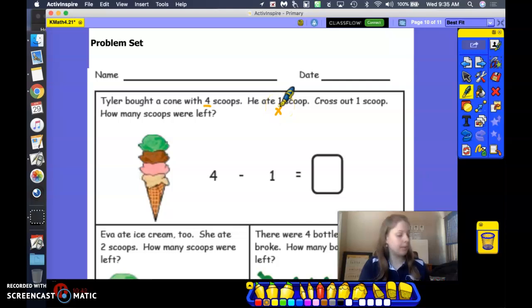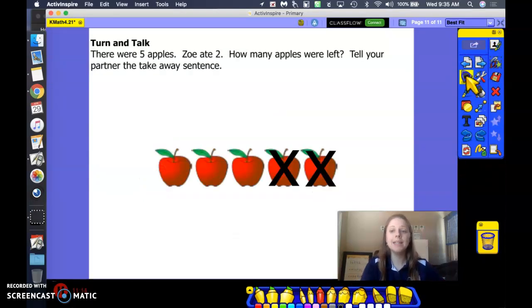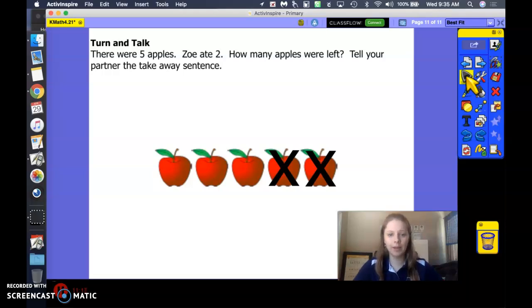All gone. Good, and remember you can use your cubes, so you can start out with 4 if you want to, and he ate 1, and take away 1 to play along with me. So let's cross out 1 scoop and see how many scoops are left. That will match our number sentence. Let's read it. 4 take away 1 equals, let's figure it out. 1, 2, 3. Good. You can also use your fingers, friends. 4 take away 1 equals 3. Great strategies.